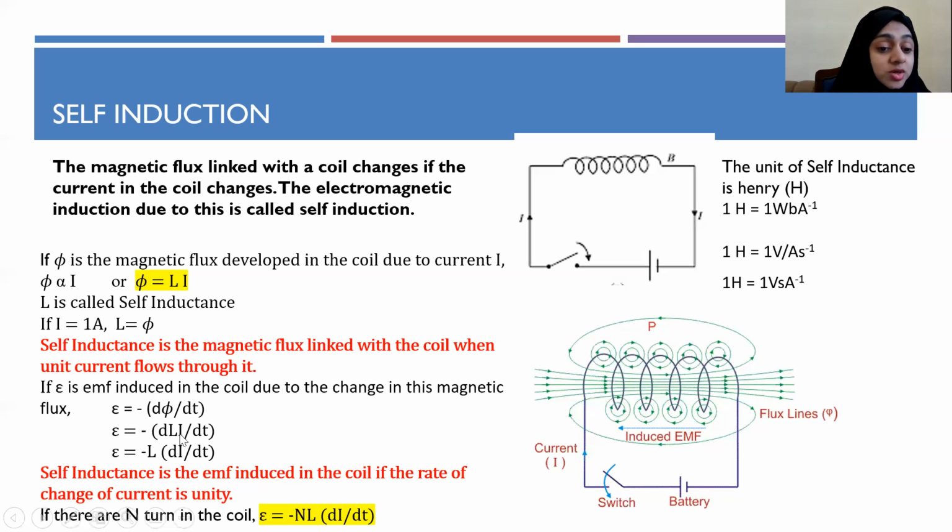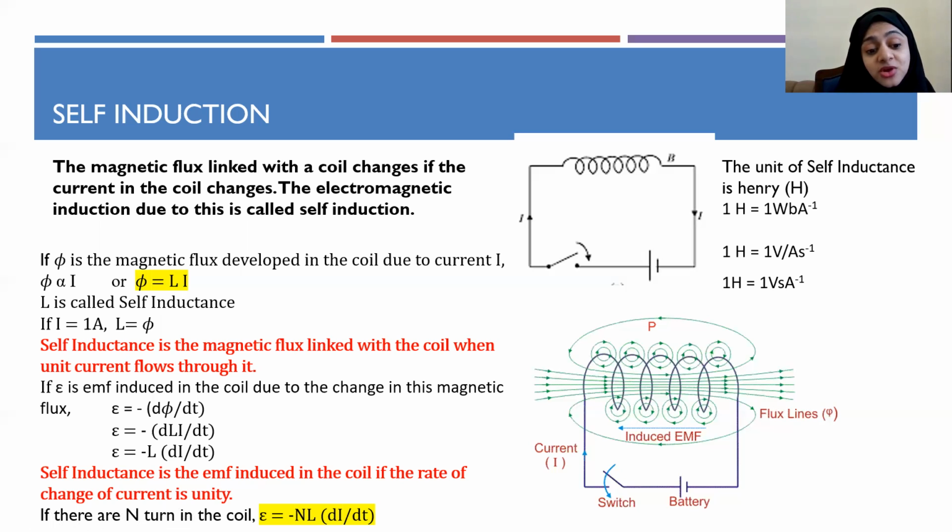L we know is a constant. It's a constant of proportionality. It may depend upon the size of the coil. So it will be depending on the area of cross section of the coil and all. But for a given coil, L will be constant. So we can take L out from this differentiation because it is not dependent on time. So EMF is equal to minus L into di by dt. And what is di by dt? It's the rate of change of current.